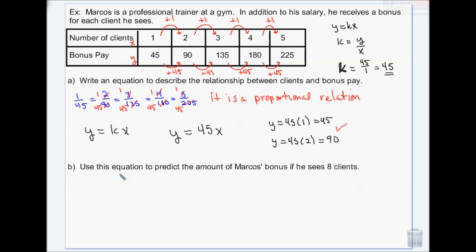Okay, so we're going to use this equation to predict the amount of his bonus if he sees 8 clients, right? I don't want to use red. So y is 45x. X is the number of clients. So if we plug in 8 clients, we get a bonus of $360.